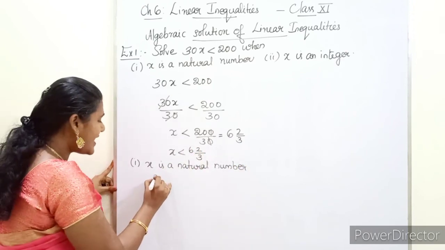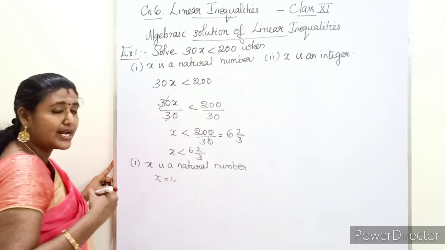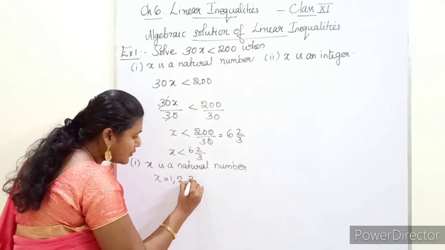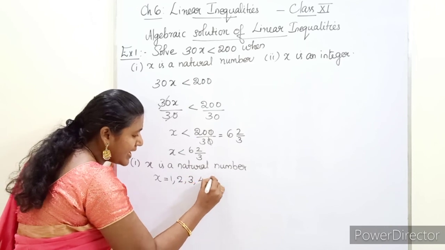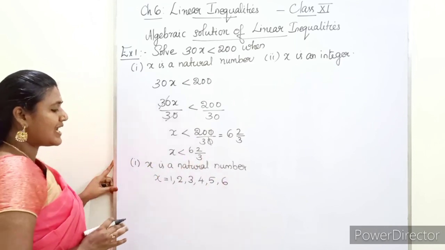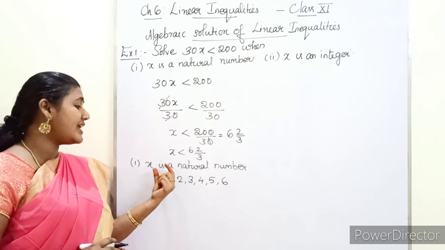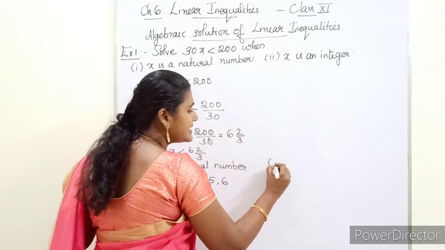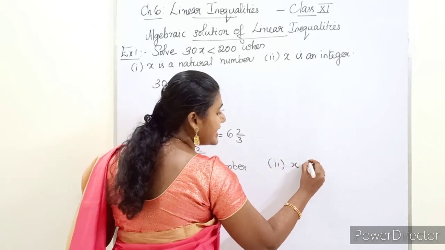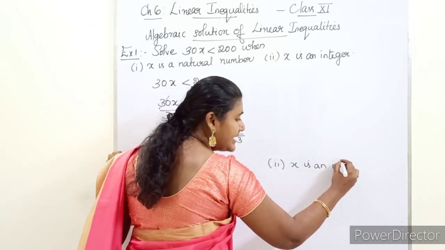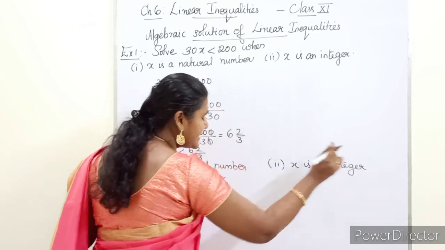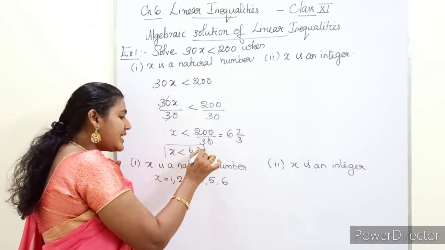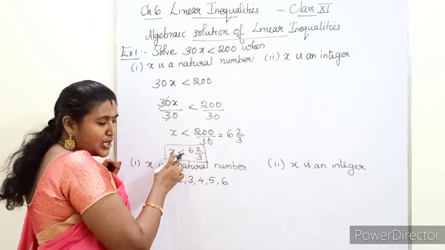So what are the values of x here? Natural numbers start from 1. So x is equal to 1, 2, 3, 4, 5 and even 6 also we can write. So this is the solution when x is a natural number. And the second case is when x is an integer. When x is an integer, all the negative values we can write, because x is less than 2 by 3. So all the negative values will satisfy this inequality.